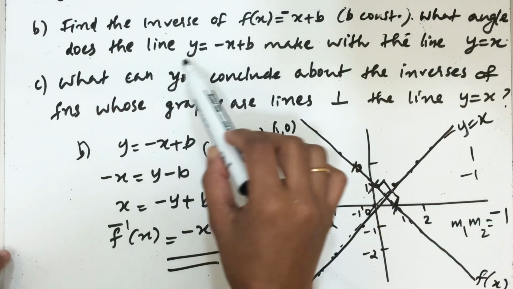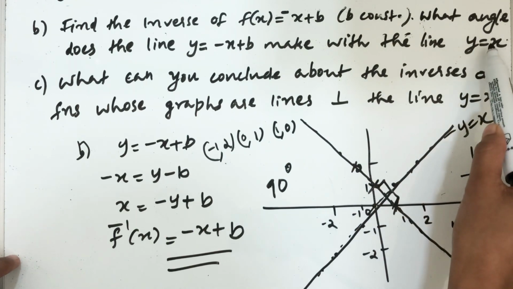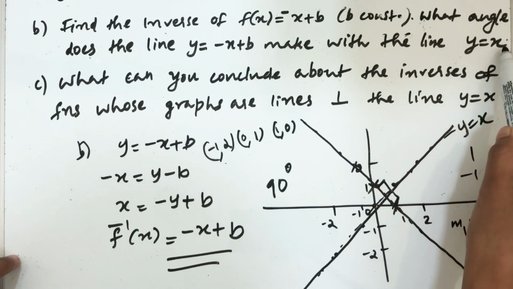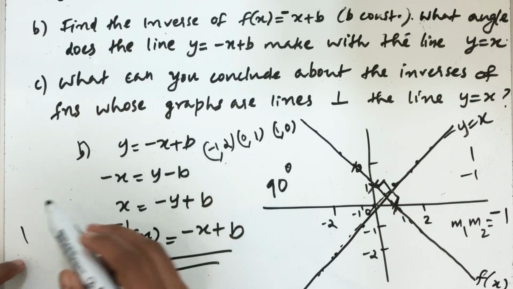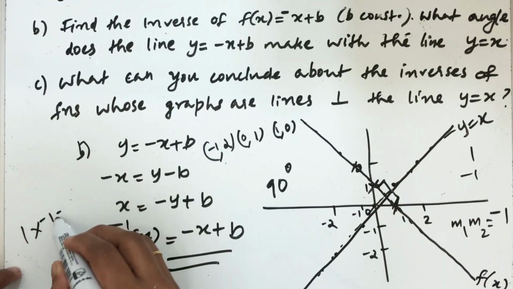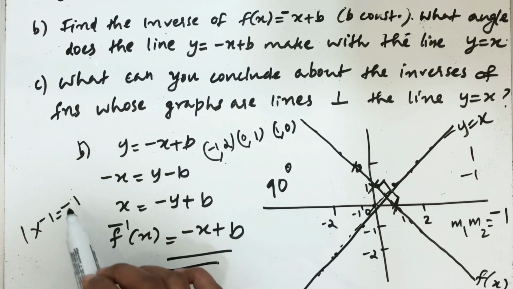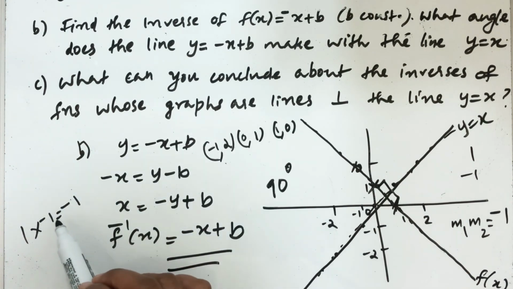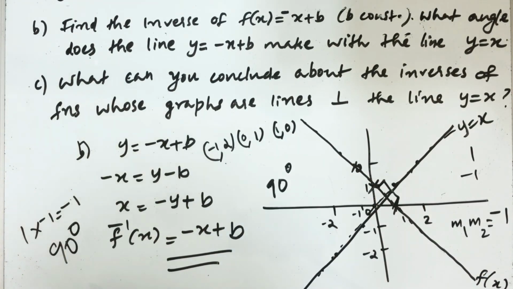Next, what angle does the line y = -x + b make with the line y = x? In the line y = x, we know the slope is 1, and in this line the slope is -1. So their product is 1 times -1, which is -1. If the product of two slopes is -1, then they are perpendicular. So we can say it makes 90 degrees.